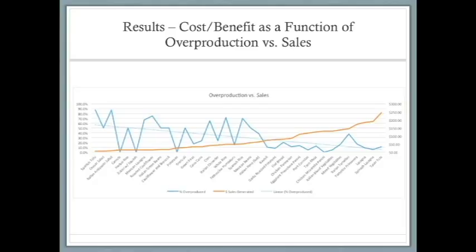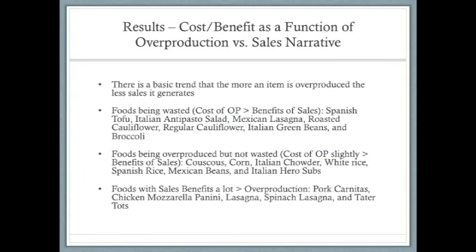And the last graph is showing us cost benefit as a function of overproduction versus sales. And from that graph, we noticed that there is a basic trend that the more an item is overproduced, the less sales it generates. And the foods were assigned to three different groups. The first group is foods being wasted, and for these foods, the cost of overproduction exceeded the benefits of sales. These foods were Spanish tofu, Italian antipasto salad, Mexican lasagna, roasted cauliflower, regular cauliflower, Italian green beans, and broccoli.